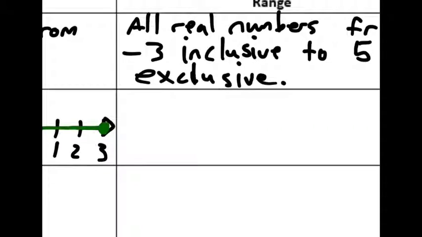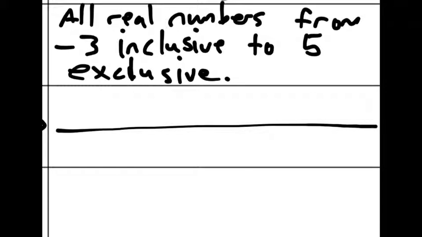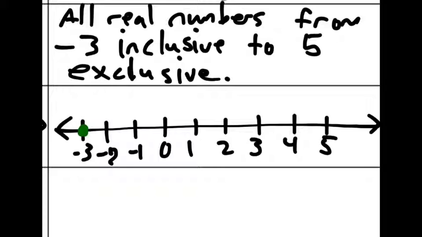Range, all real numbers from -3 inclusive to 5 exclusive. Again, I could draw my number line. Now I want to go from -3, -2, -1, 0, 1, 2, 3, 4, 5. I want it to include -3, so I put a closed circle, and exclude 5, so I put an open circle. Draw a line between.